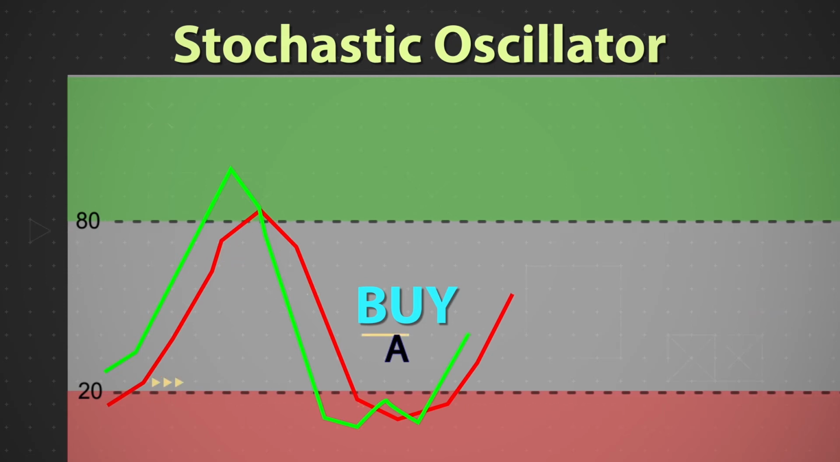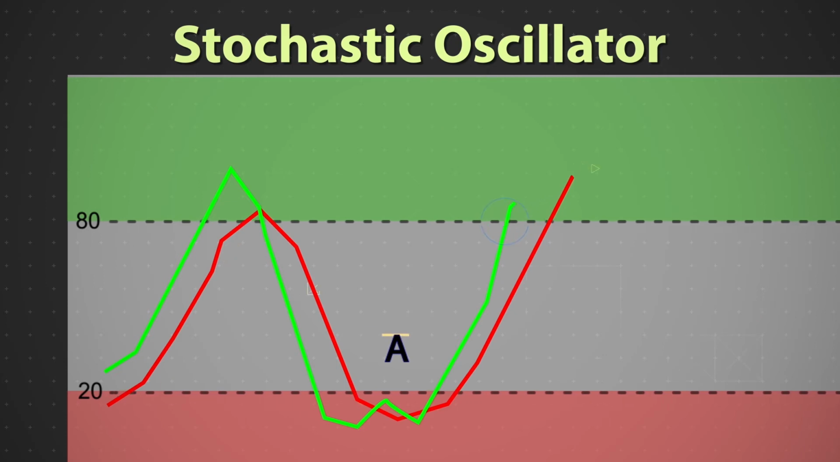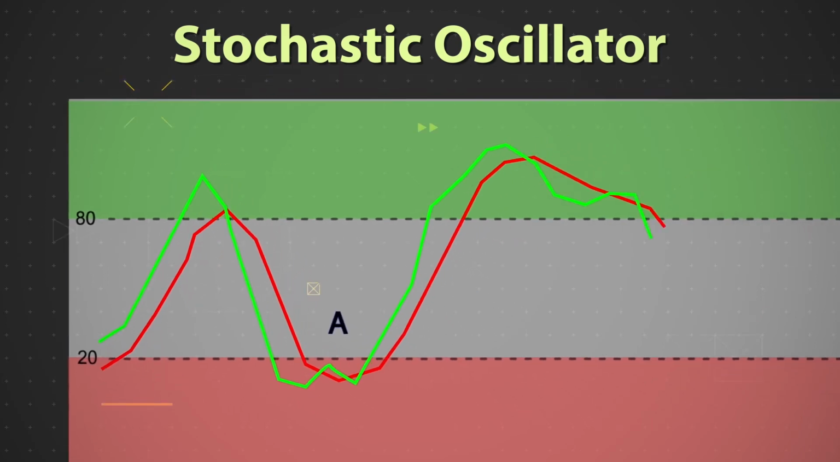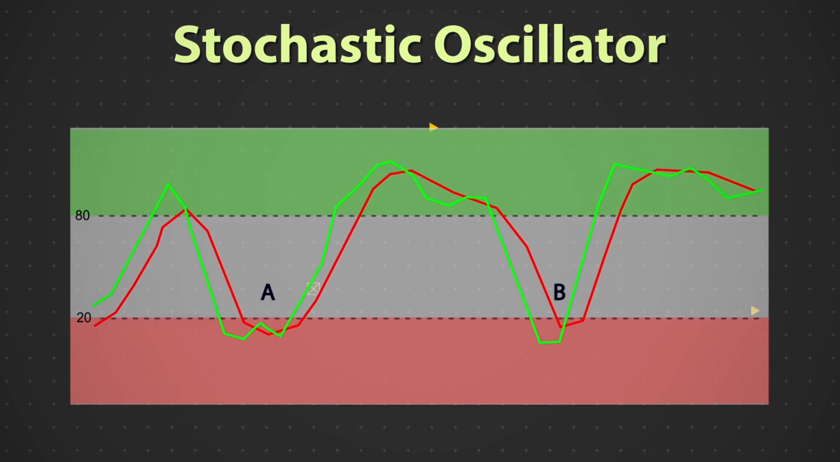You can ride the trend to the upside until the stochastic oscillator hits the 80 mark and then exit or square off your position. You will get an opportunity to enter a long position once again at instance B, and you can ride the trend until the stochastic oscillator hits the 80 mark.